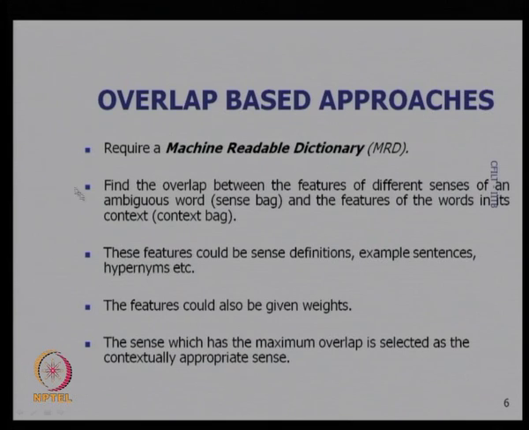Now, in the overlap based approach, as the slide shows, we require a machine readable dictionary. We find the overlap between the features of different senses of the ambiguous word, the sense bag, and the features of the words in the context. We call it the context bag. These features could be sense definitions, example sentences, hypernyms, etc., and the features could also be given weights. The sense which has the maximum overlap is selected as the contextually appropriate sense.